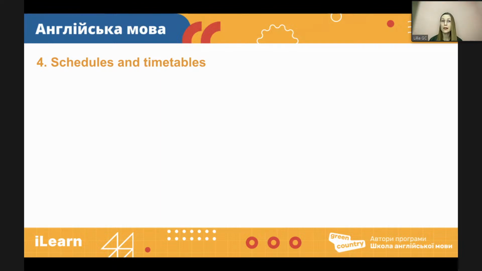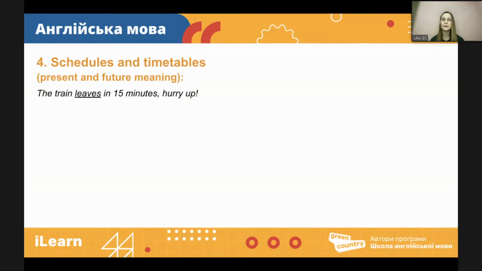So, schedules and timetables. Even when something happens in the future, but it happens according to some schedule, we would use present simple. Like, the train leaves in 5 or 15 minutes. Hurry up. How do we know that it's present simple? Because day to day, the train leaves at the same exact time. That's why we can express it using present simple.